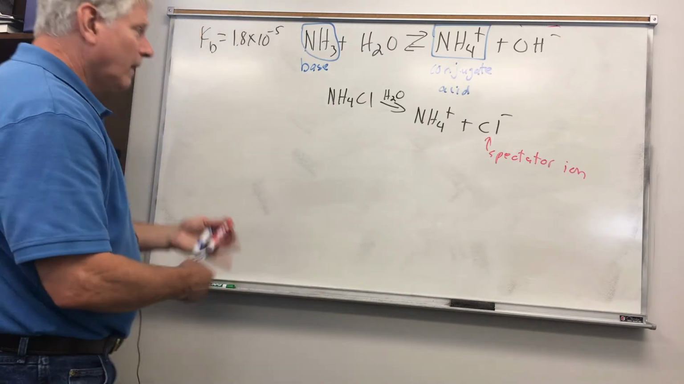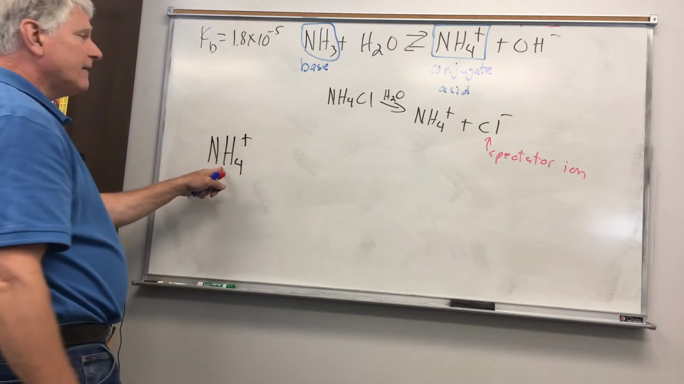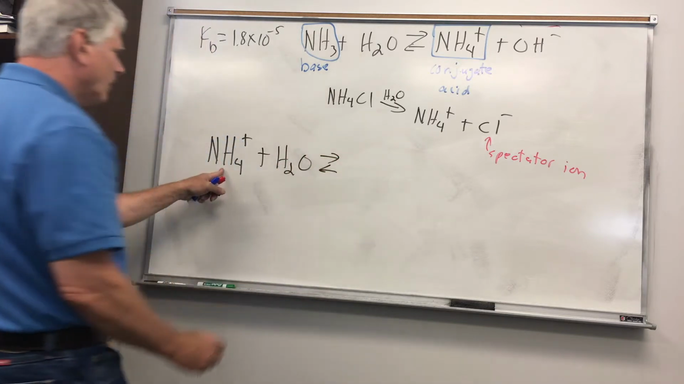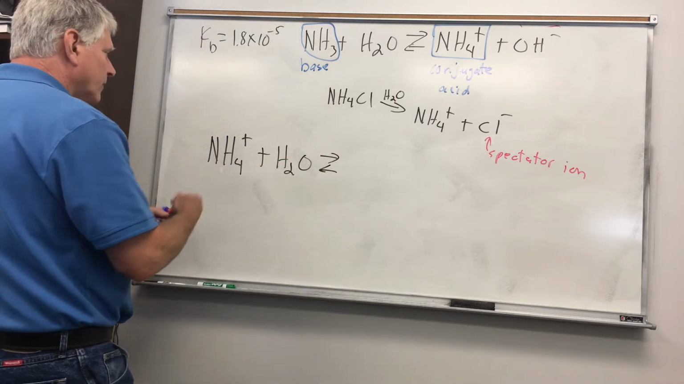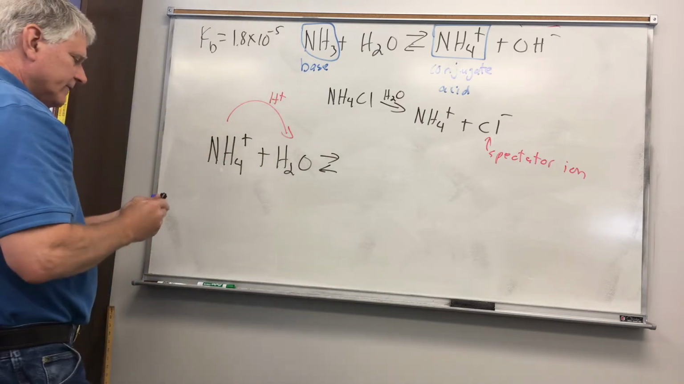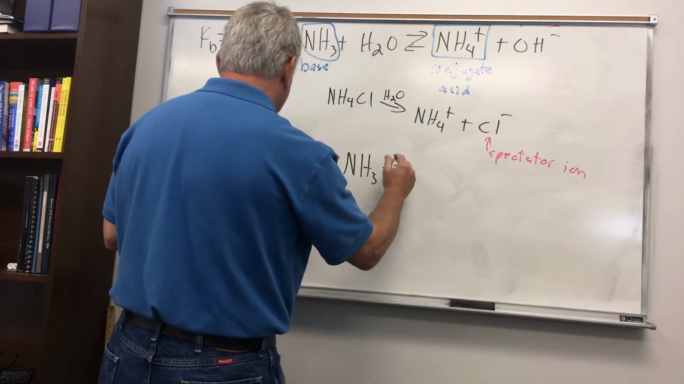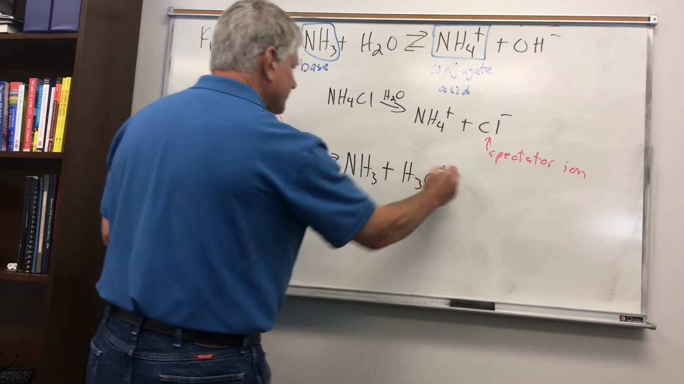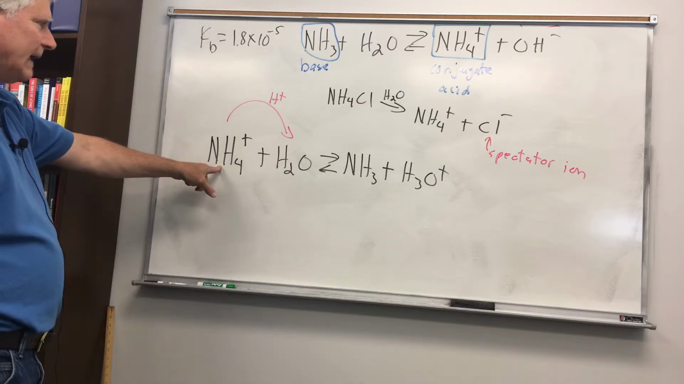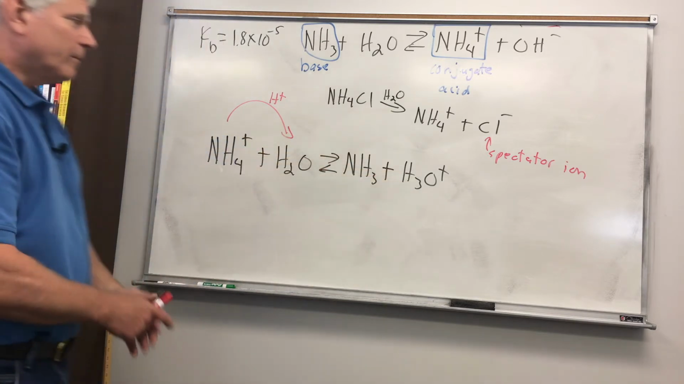Now we have NH4 plus, and since it's a conjugate acid, it's going to behave like an acid in water. And so the acid reaction in water would be to donate a proton. So the acid donates a proton to water. That's a general reaction. And so we're left with NH3 plus H3O plus. So this is the reaction of this conjugate acid in water. It produces the base and H3O plus.